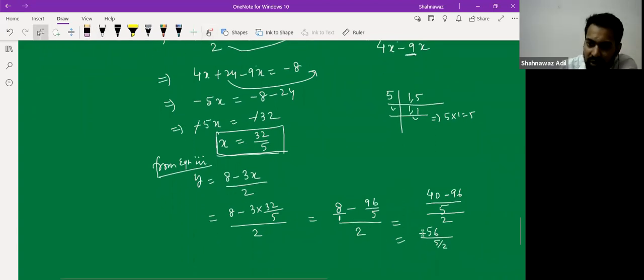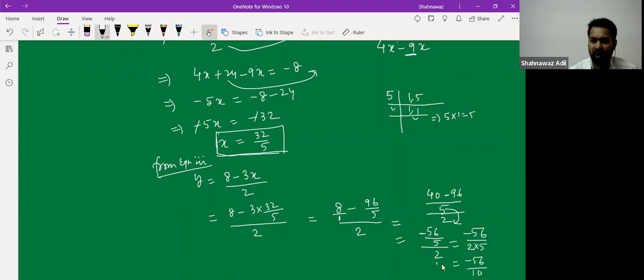So this goes, so, okay, did I write? Okay, so I wrote, by 5 by 2. So this goes here, right? Denominator of denominator. So this goes here. And this will be what? Minus 5 into 2 into 5. So minus 56 by 10. Right.